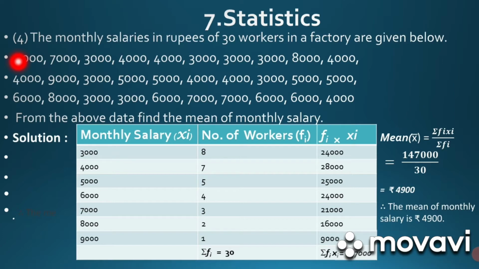Let us solve question number 4. The monthly salaries in rupees of 30 workers in a factory are given below. From the above given data, find the mean of monthly salary.